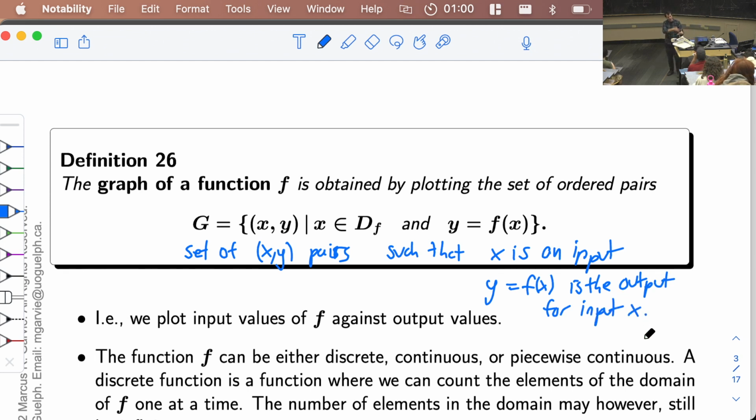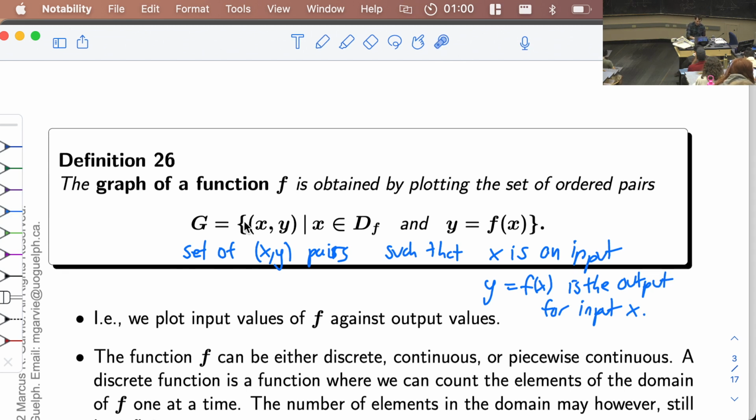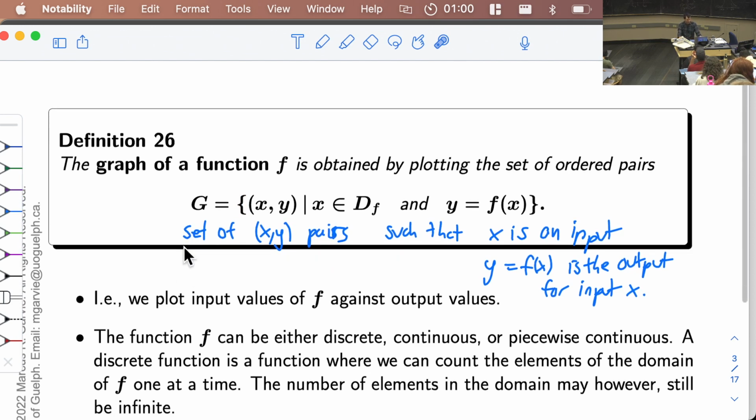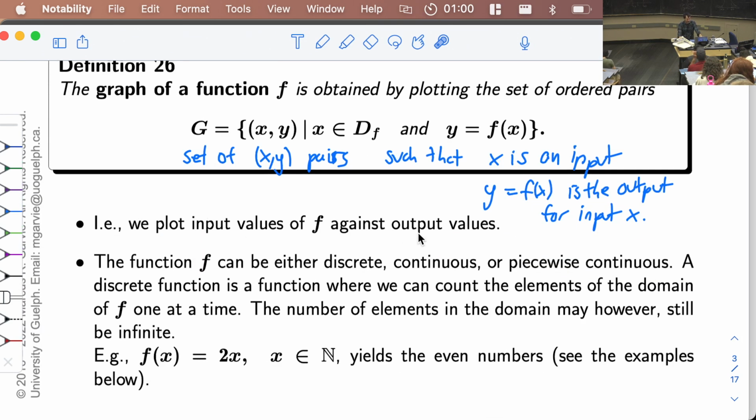So when you feed x in, you get y, that pair xy is added to the graph. The graph is all the possible points altogether. That's what the set notation means. Okay, so in words, we plot input values against output values. It's the same idea we talked about before. It's just written in symbols to scare you away.